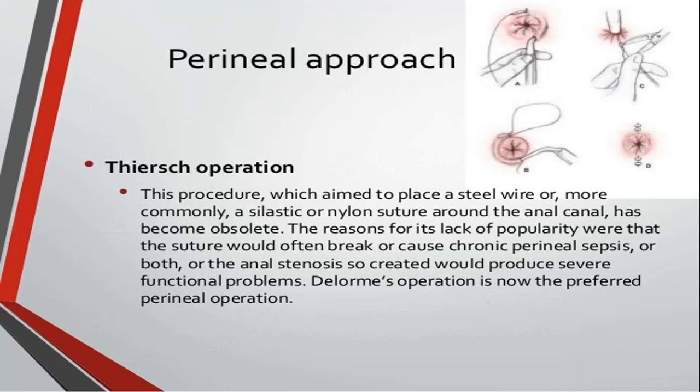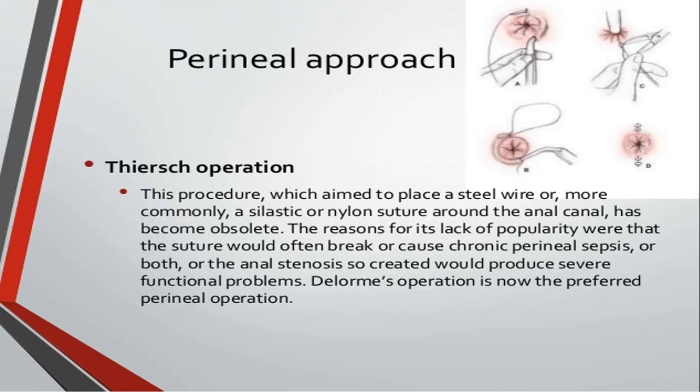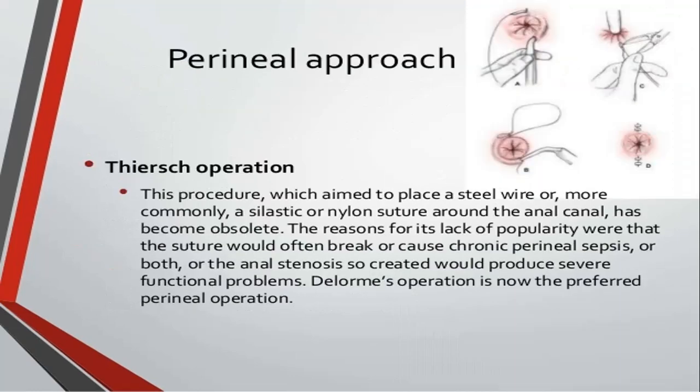Treatment: surgery is required. The operation can be performed by perineal or abdominal approaches. Abdominal rectopexy is for the lower rectum, but the perineal approach can be applied to elderly or frail patients. In the perineal approaches there are three procedures: Thiersch operation, Delorme's operation, and Altemeier operation.